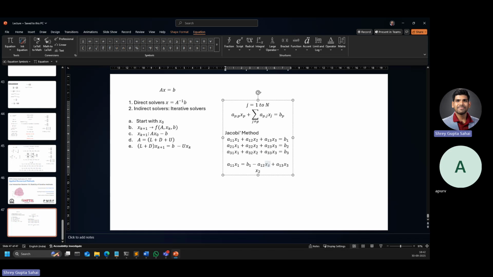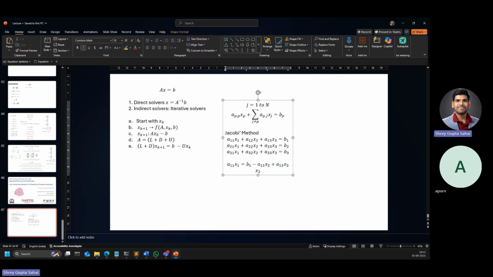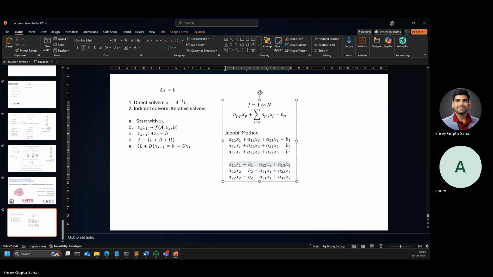Actually, in this kind of format, let me again just quickly write this so that this becomes clear to you. b2 minus A21 X1 plus A23 X3, and just another kind of, this will be X2, this will be 232, this will be 31, right? Just one more thing. That's a 0.